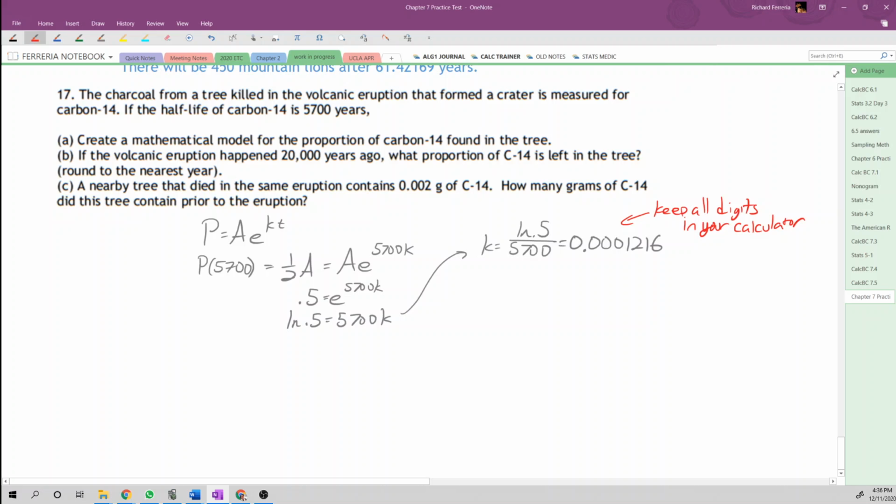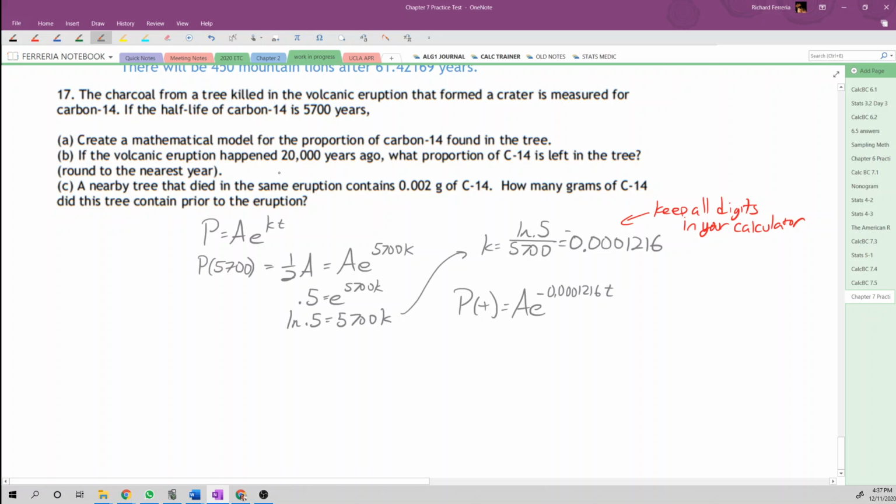So this gives me the model, and I probably shouldn't do it in red. This gives me the model P(t) equals A e to the negative, sorry, I forgot the negative here, negative 0.00011216 t. So there's my model.